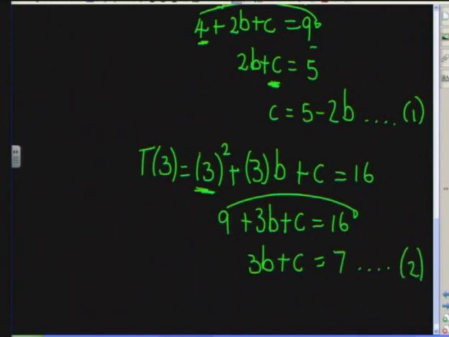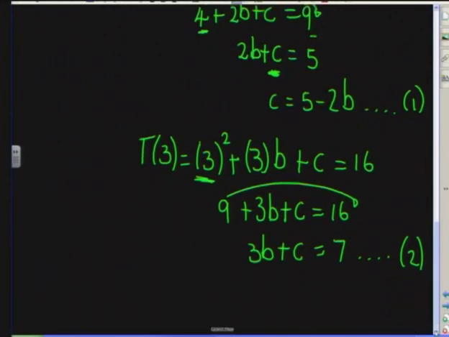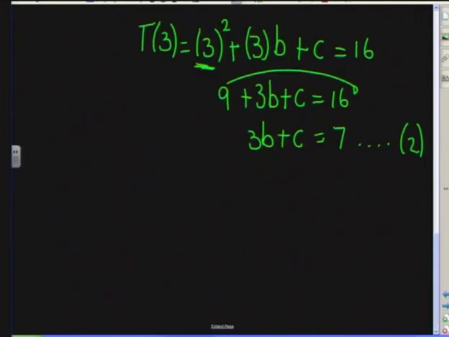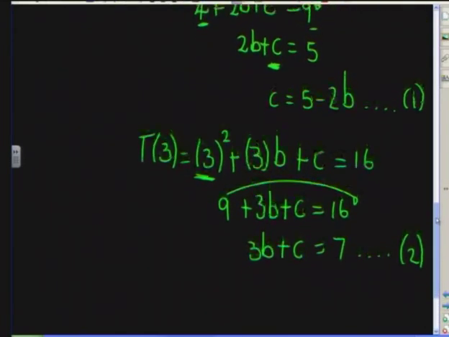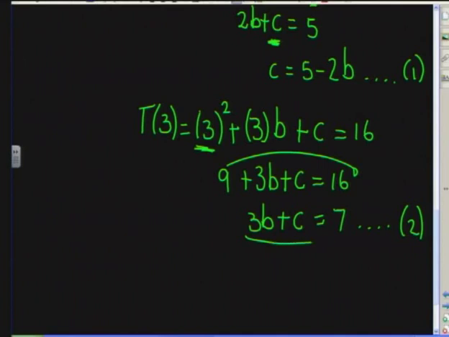And hopefully this is all ringing bells and you remember doing this in grade 10. I'm sure the people that are in grade 10 now remember this. And obviously we started the year with quadratic equations, so most of you should have revised this by now.